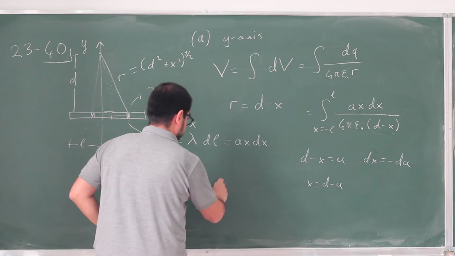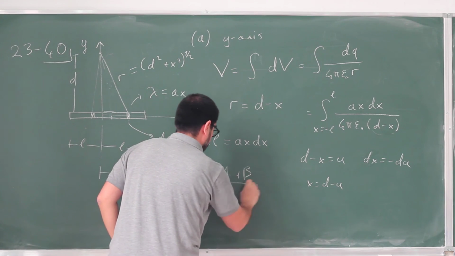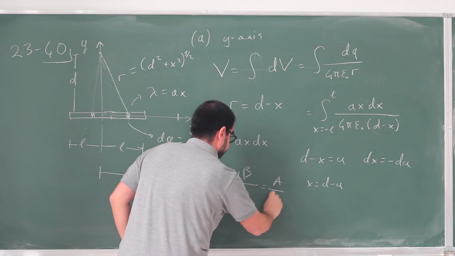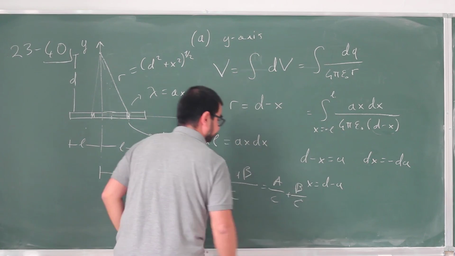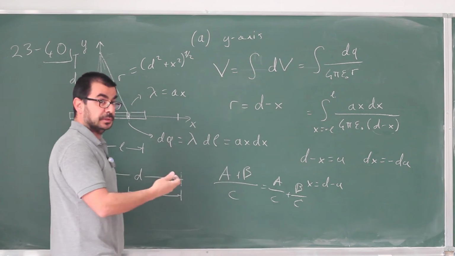Right? So something like this. A plus B over C is going to be A over C plus B over C. Okay, so you take two integrals. Both of them easy to do.